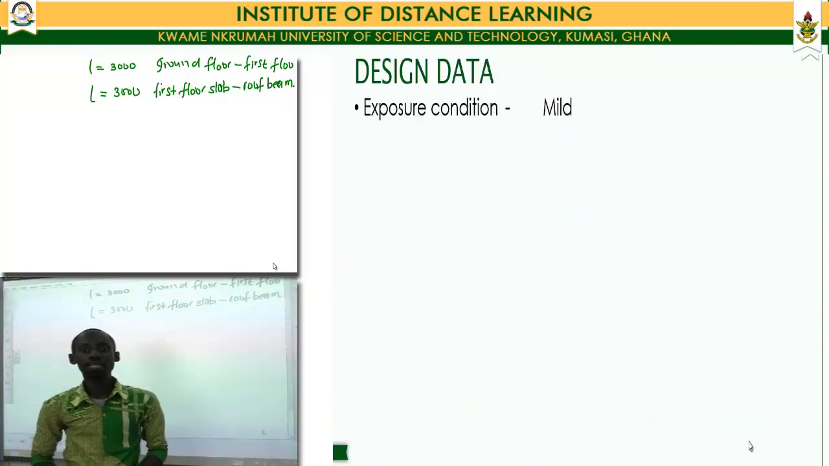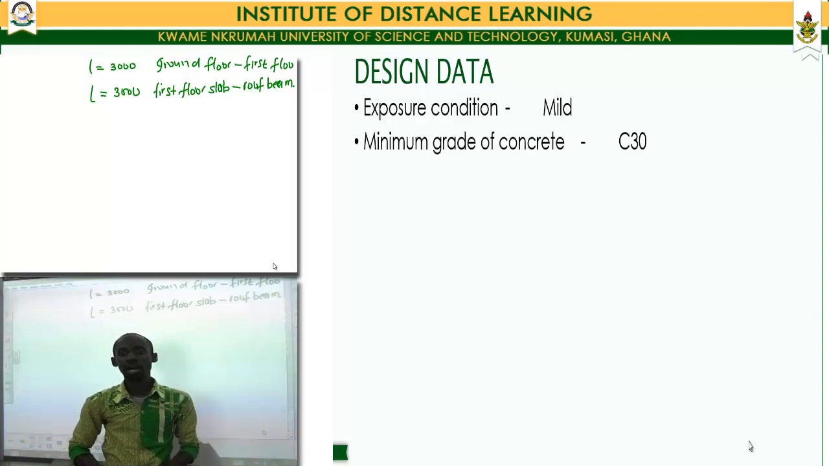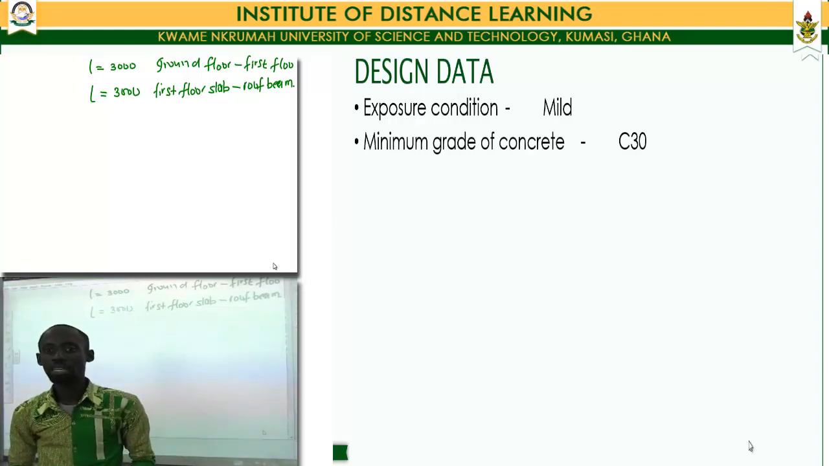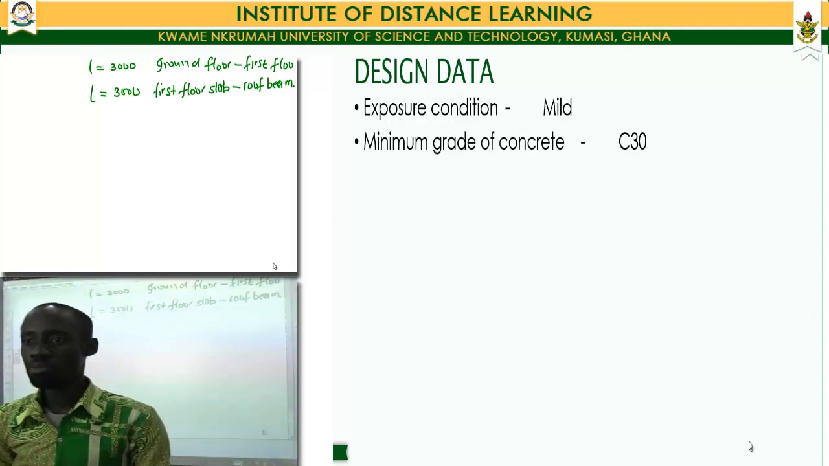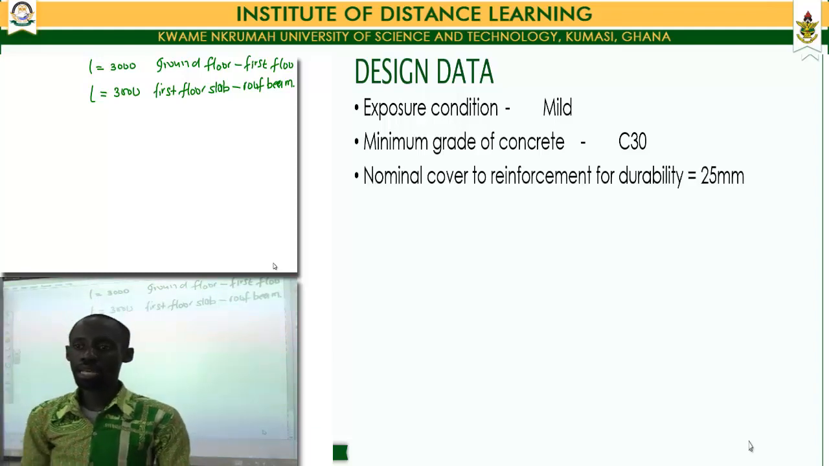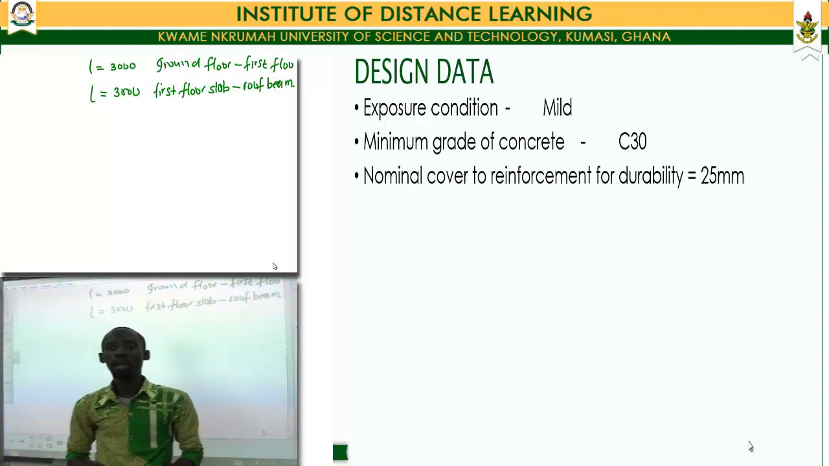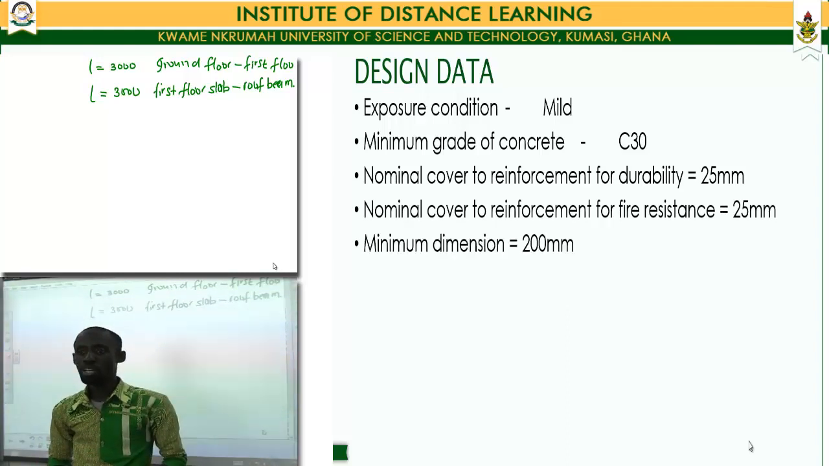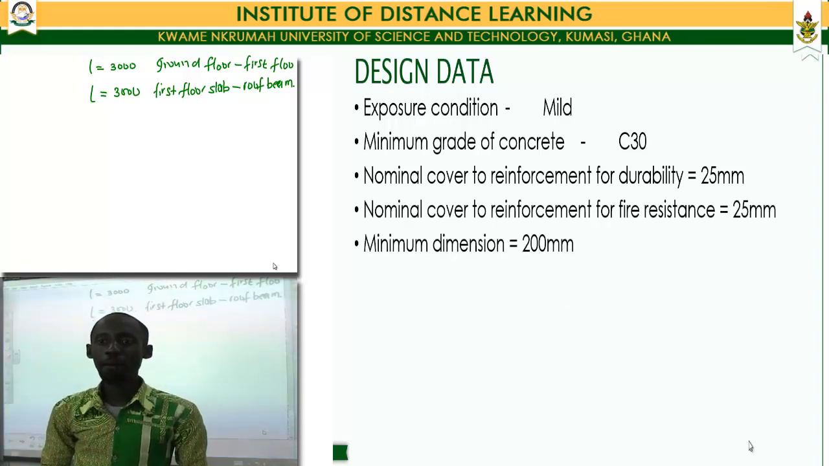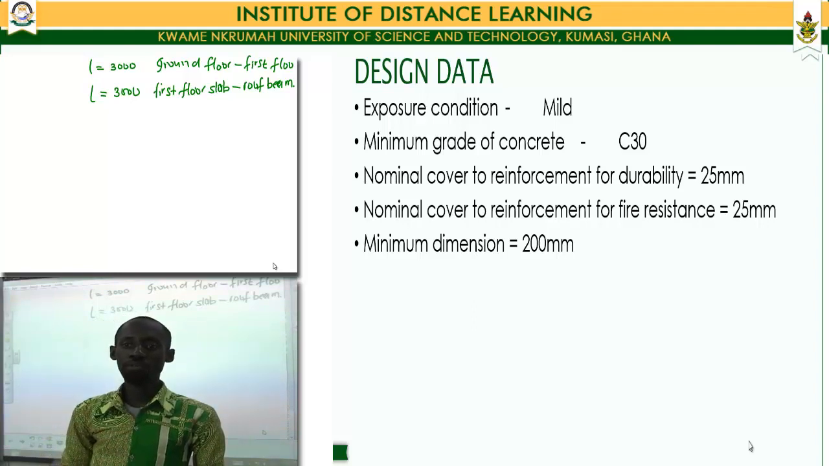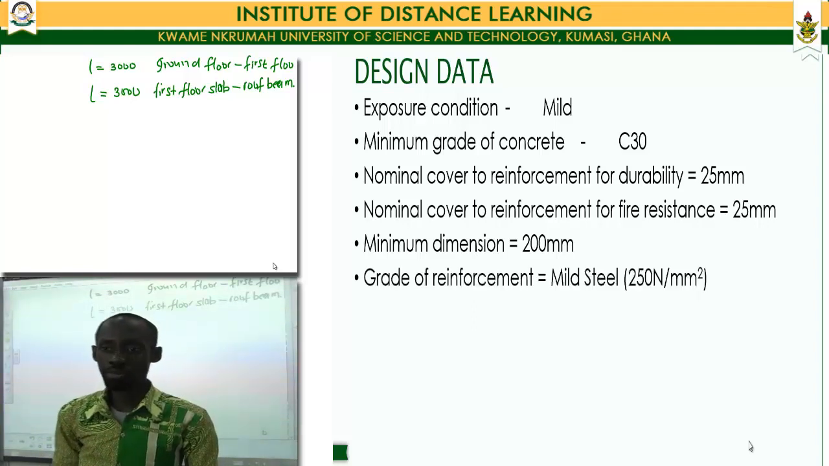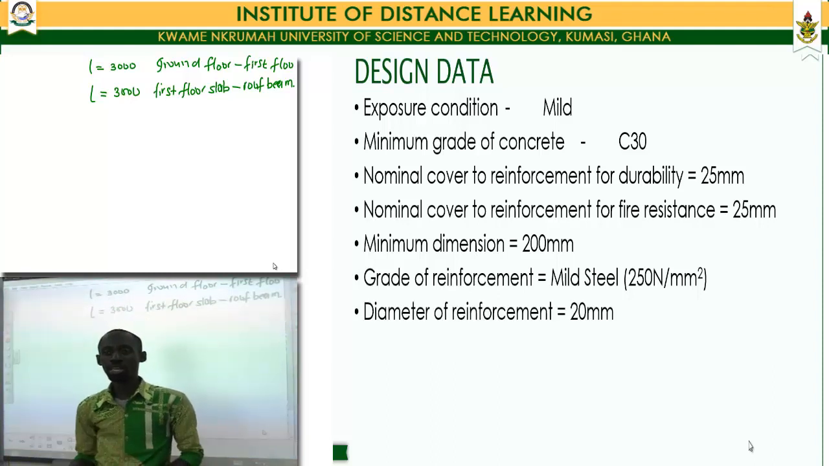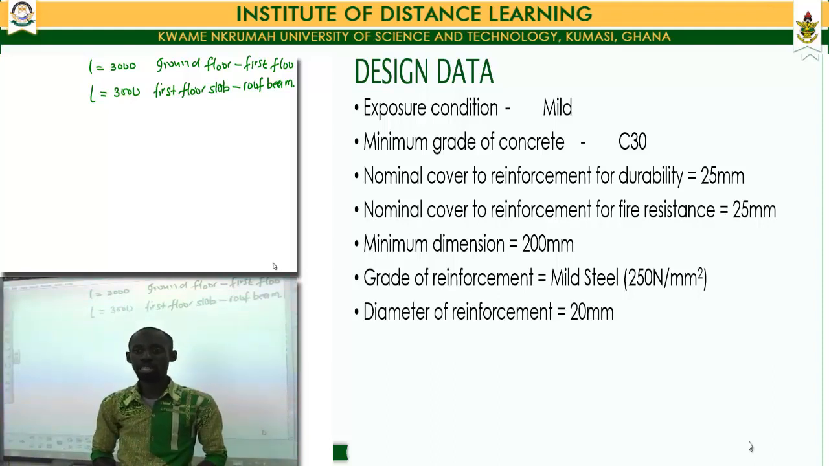Now, for our design data, again, we are designing for a mild exposure condition. The minimum grade of concrete that we are using in our column design is concrete grade C30. Our nominal cover for durability is 25, and the same goes for fire resistance. Our minimum dimension to our reinforced concrete is 200 millimeters. The grade of reinforcement is mild steel with a yield strength of 250 newtons per millimeter squared.